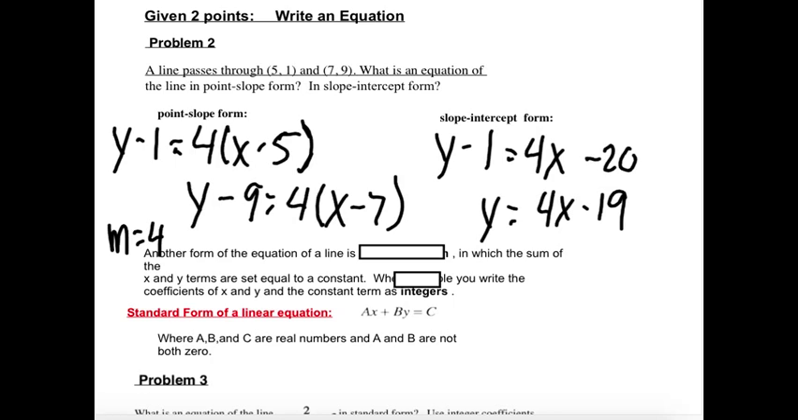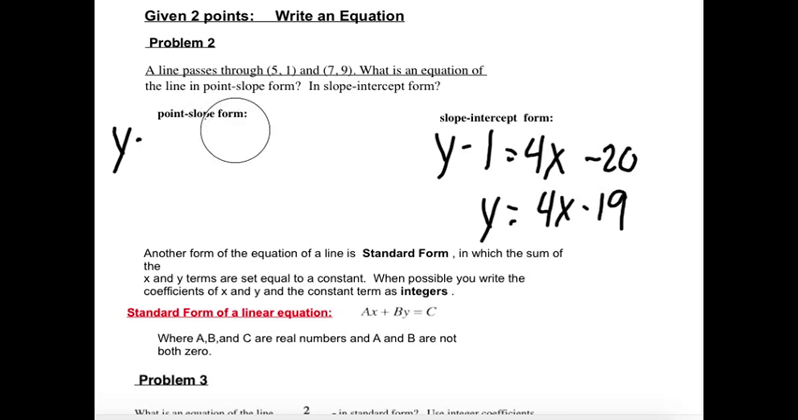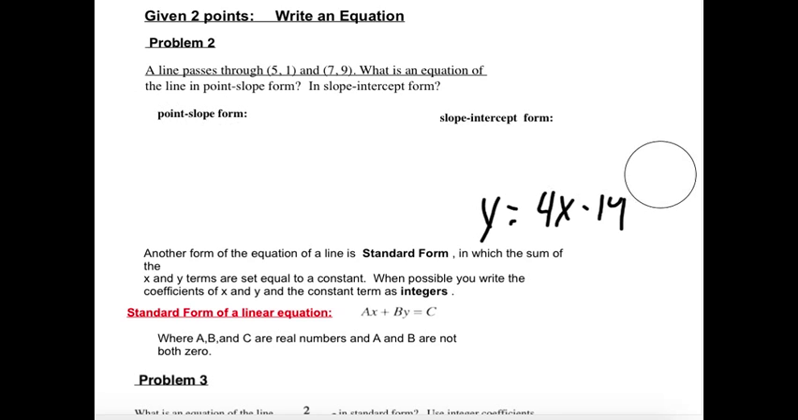Another form of the line is what we call standard form. The x and y terms are set equal to a constant, so they're all on one side. You can kind of see below next to that red, that is what our standard form looks like. And we always want to put the coefficients, coefficients are things attached to the x and y, we want to make those integers. Integers are whole numbers. They can be positive, they can be negative, and they can be zero. They are just not fractions or decimals, anything like that.